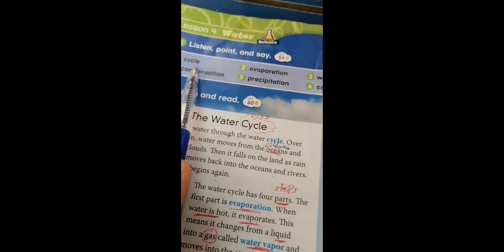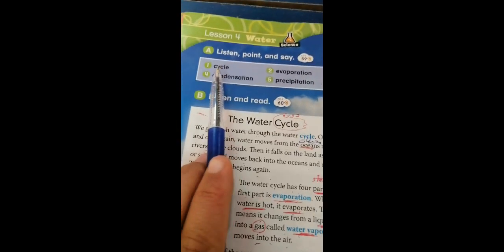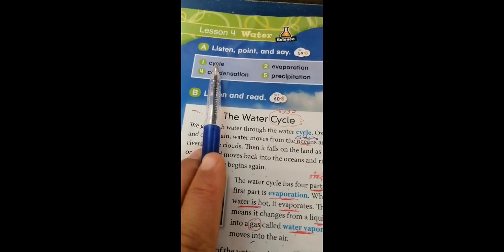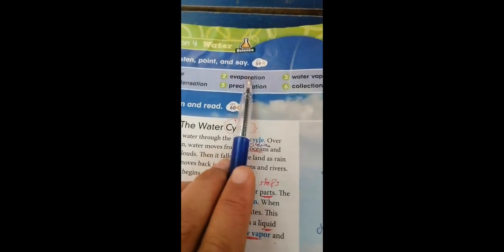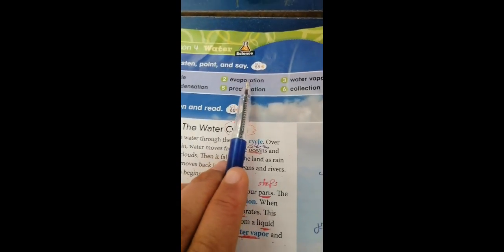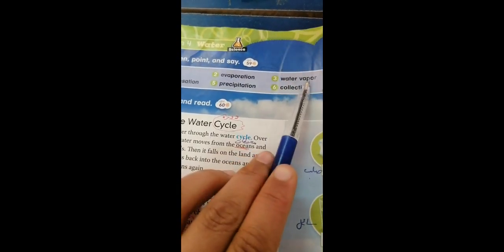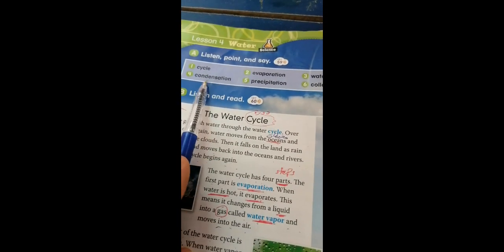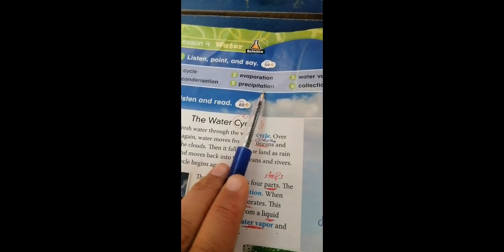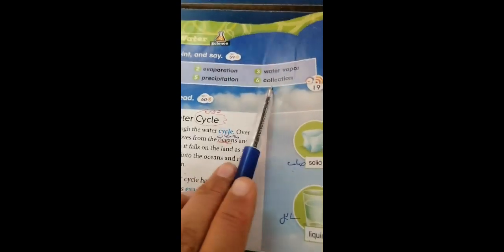So repeat after me these words. Number 1, cycle, evaporation, water vapor, condensation, precipitation, collection.